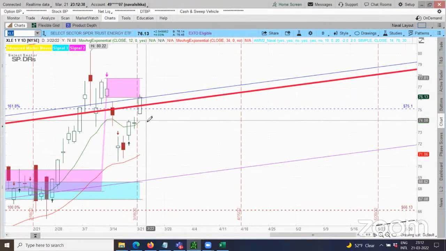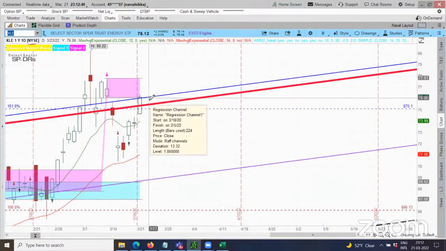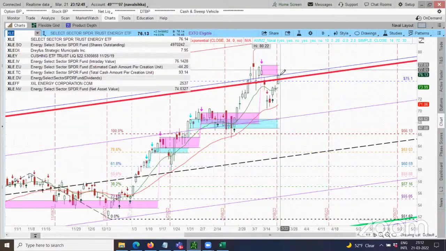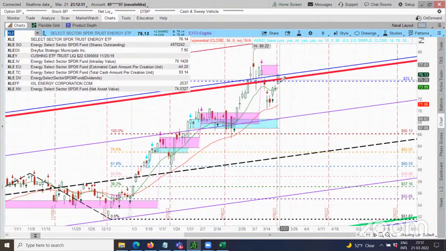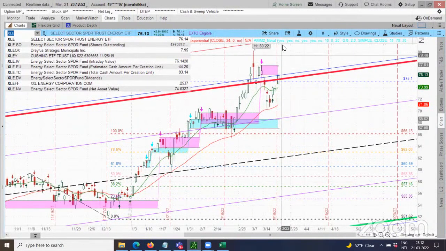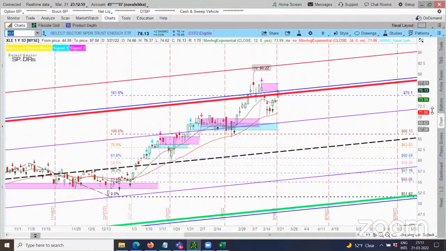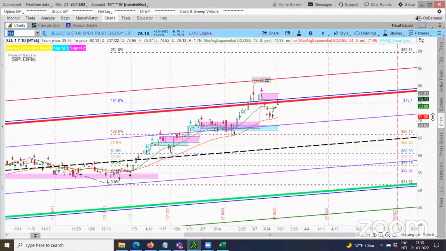XLE is breaking out and has very good potential because crude is going up and natural gas is going up, so very high potential for it to go higher. It is facing some resistance at around 76 to 78. Once we break 76 to 78, it can go higher towards 80 and 89.